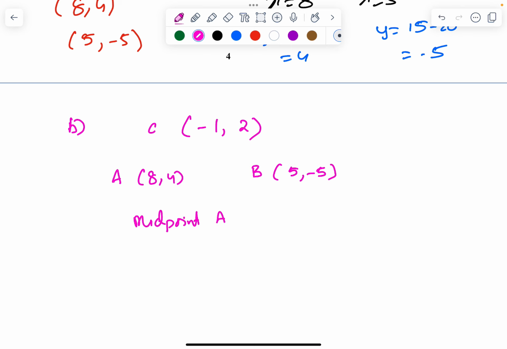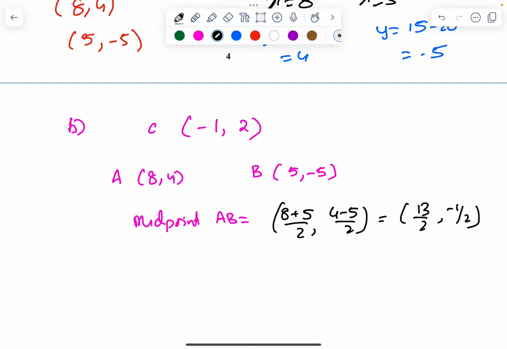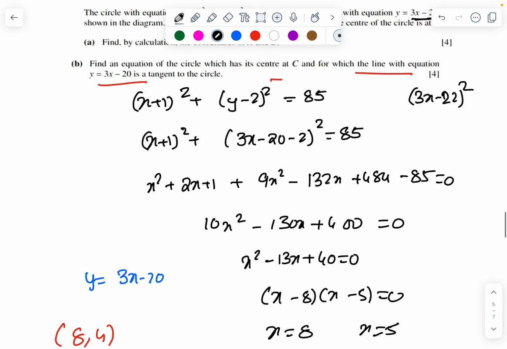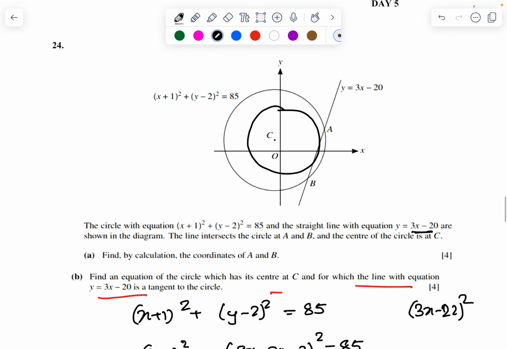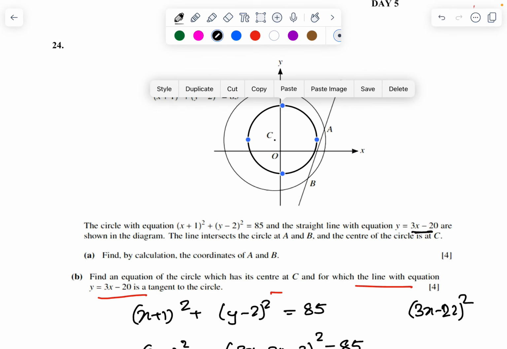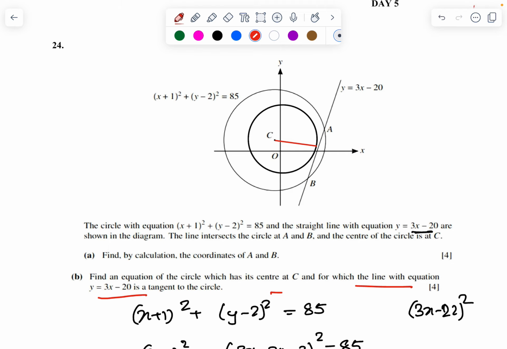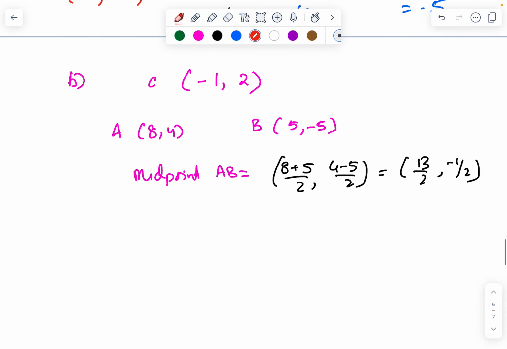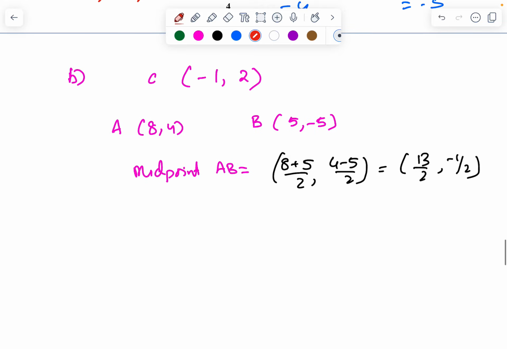Midpoint of AB. Midpoint of AB is (x1 plus x2) by 2, (y1 plus y2) by 2, which is nothing but what? 13 upon 2 comma negative 1 upon 2. Now I want to draw a circle with center over here. So we can see that this is going to be the radius. The midpoint of AB to center C is going to be the radius.